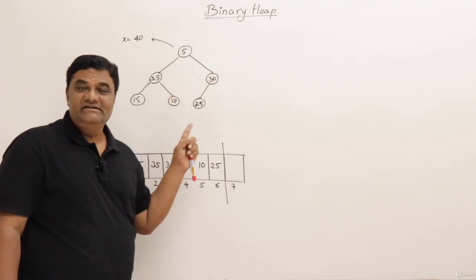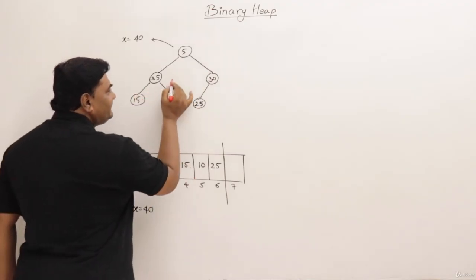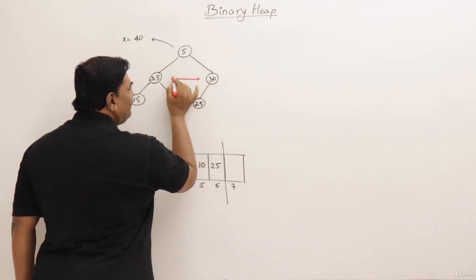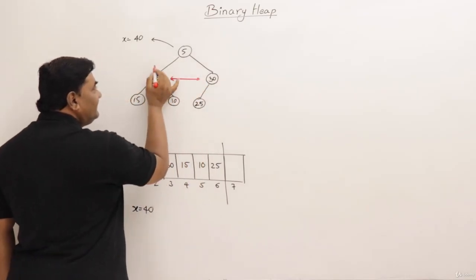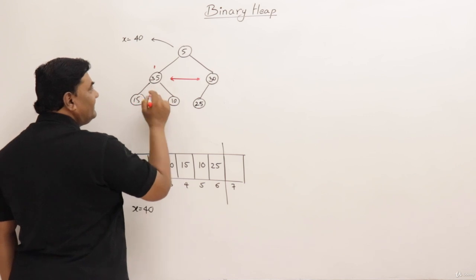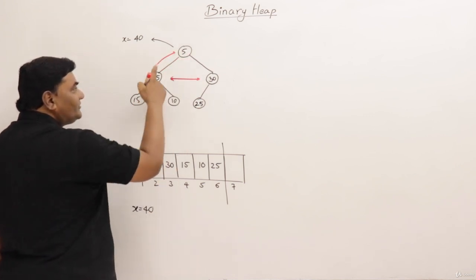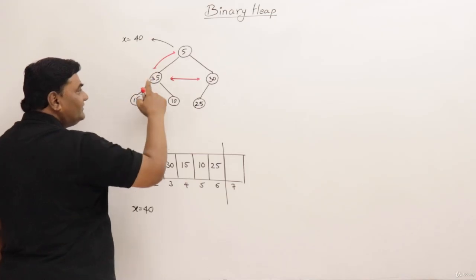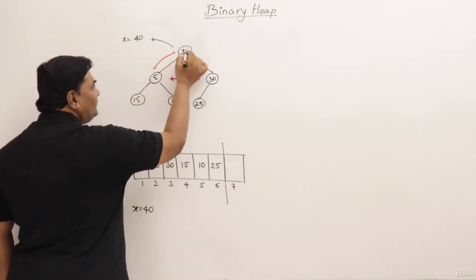Now, how to adjust these elements to form a max heap? For this, the procedure is: compare the children of the new root. Compare who is greater. This one is greater. Then compare this one with the new root. The root is smaller than this one, so interchange. 5 comes here, 35 goes there.